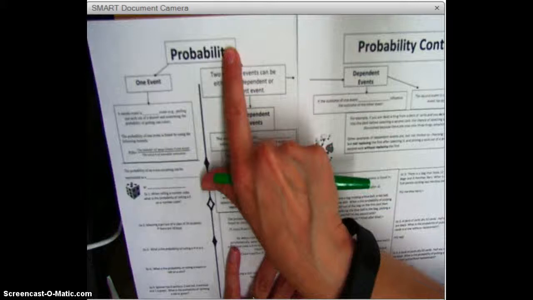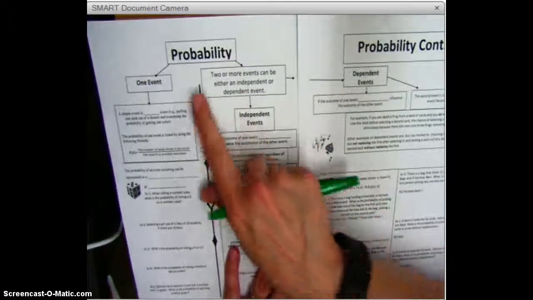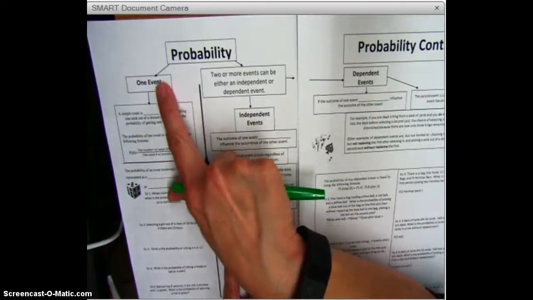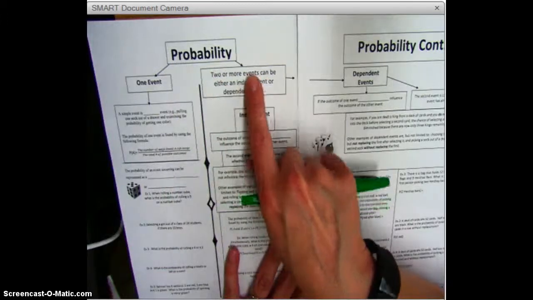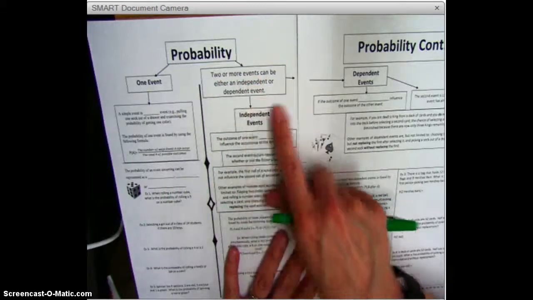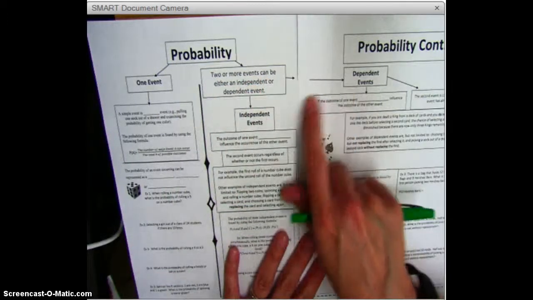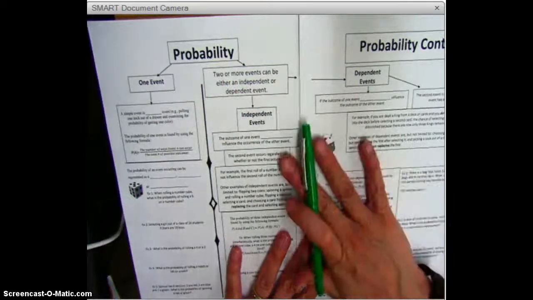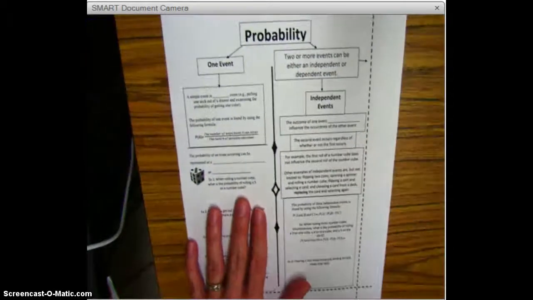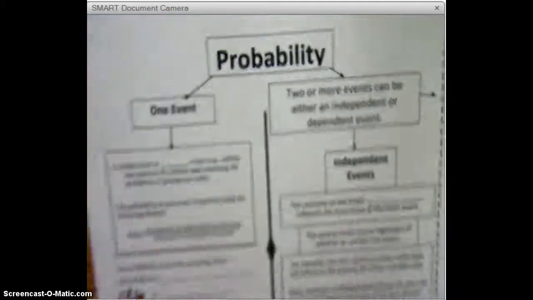So with probability, you will have either one event, which means you'll have one fraction, or you're just doing one thing, or you'll have two or more events, and these two or more events can either be independent or they can be dependent. We're going to start off with the one event here. So after you have these cut and glued into your notebook, then we'll go ahead and start off with the one event here.